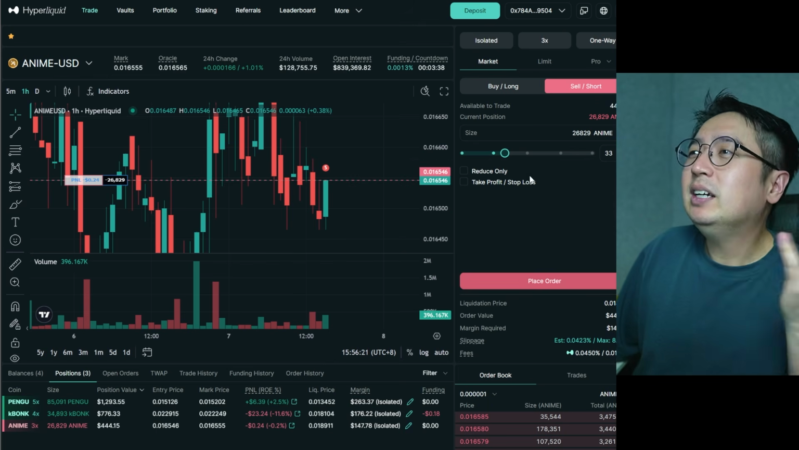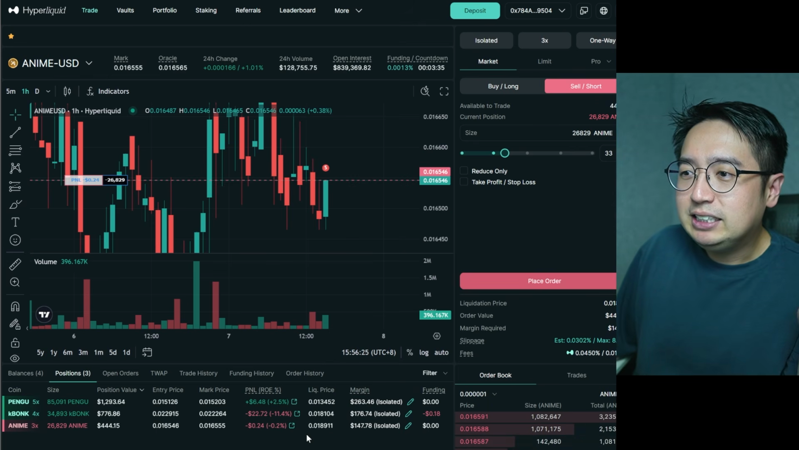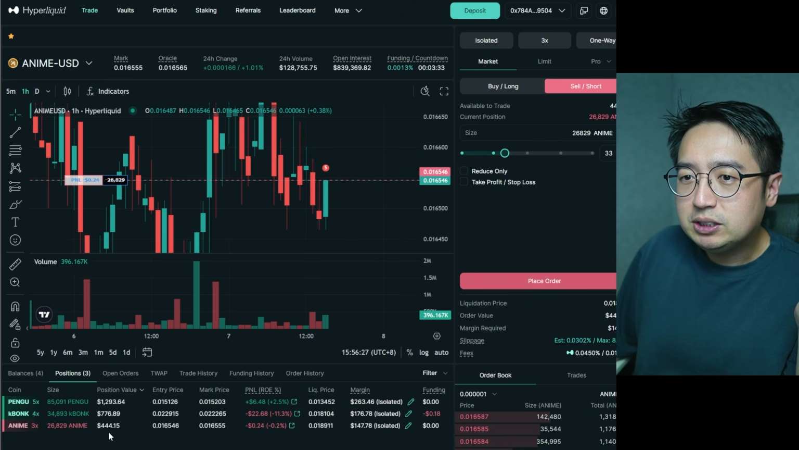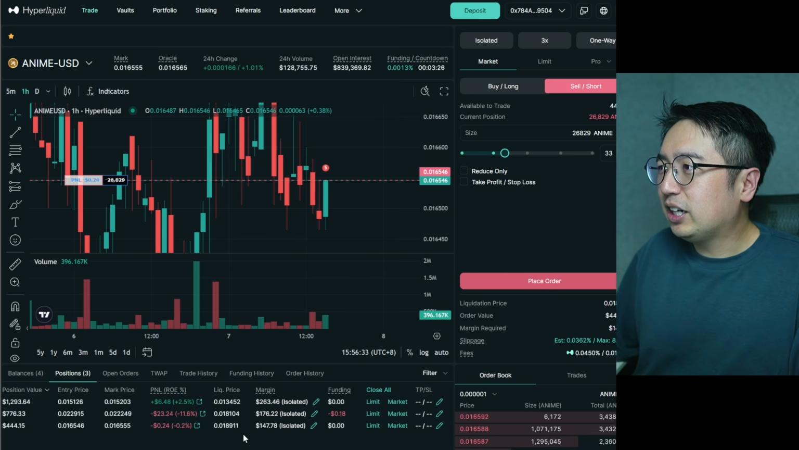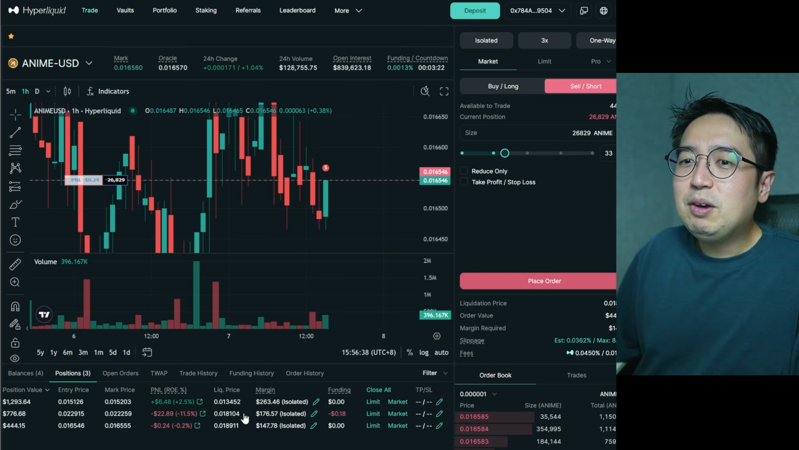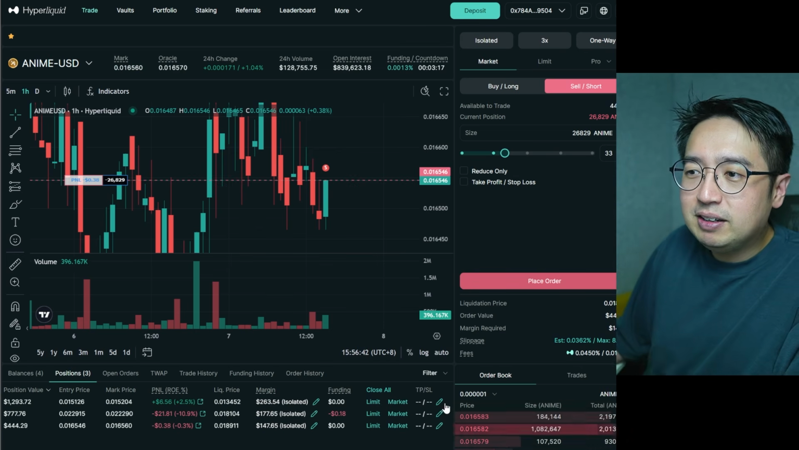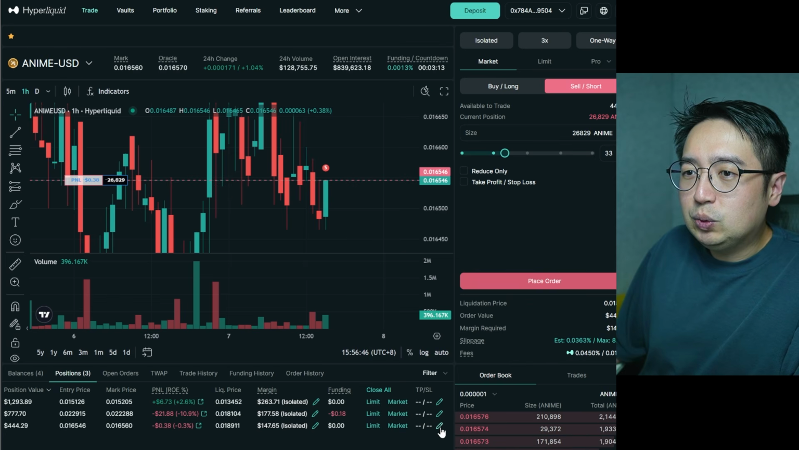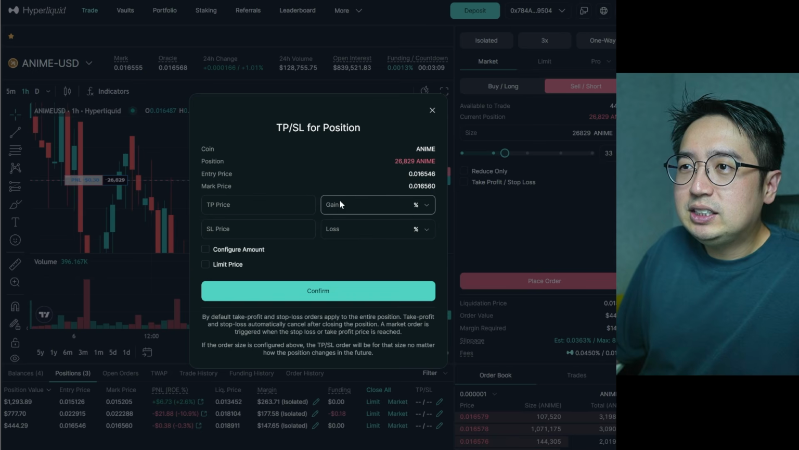And maybe you want to set some limits on your position, and that is easy to do. So you see positions at the bottom of the page here. We want to scroll to the right. I know it doesn't look like you can scroll, but you can scroll to the left and right. And we want to set up either take profits or stop losses. That gives us a lot more control. So let's say we want to do a take profit stop loss for anime, which we just set.